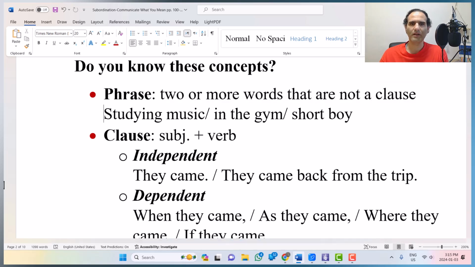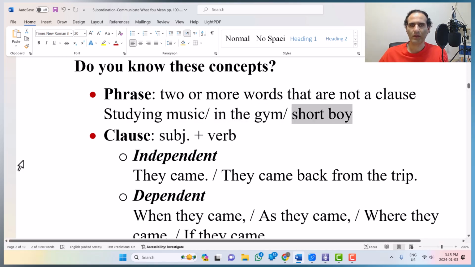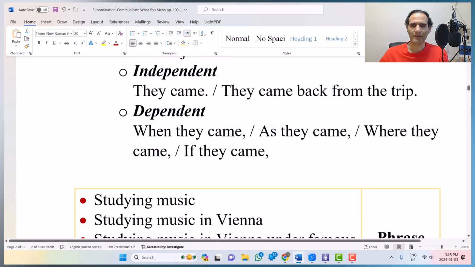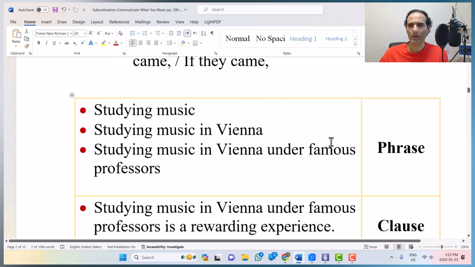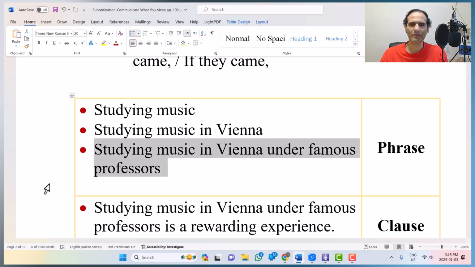For example, studying music. It's a phrase because it does not have a verb. It is a subject. In the gym, prepositional phrase. Short boy, adjective phrase. So that is a phrase, that is a clause. Examples of phrases: studying music in Vienna, studying music in Vienna under famous professors. So far it is a phrase.